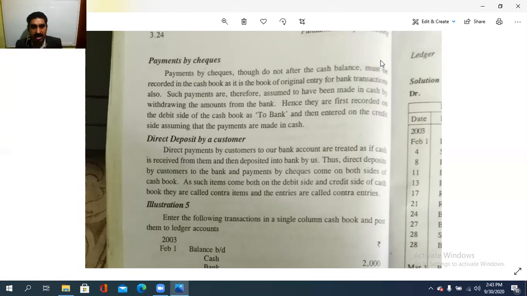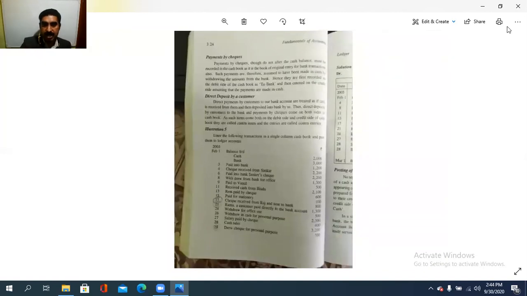Then direct deposit by a customer. Direct payments by the customer to our bank account are treated as if the cash is received from them and then deposited into bank by us. Thus, direct deposit by the customer to the bank and payment by the checks come on both the sides of the cash book. As such, items that come on both the debit side and credit side of the cash book are called contra entries. So, debit സൈഡിലും ക്രെഡിറ്റ് സൈഡിലും ഒരേ സമയത്ത് ഒരു ട്രാൻസാക്ഷൻ ഒന്നിച്ചു വരികയാണെങ്കിൽ അതിന് കോൺട്രാ എൻട്രി എന്നാണ് പറയുന്നത്. സോ വി വിൽ ഡു ആസ് ഇറ്റ് ഈസ് പ്രോബ്ലം ലൈക്ക് ദാറ്റ്.